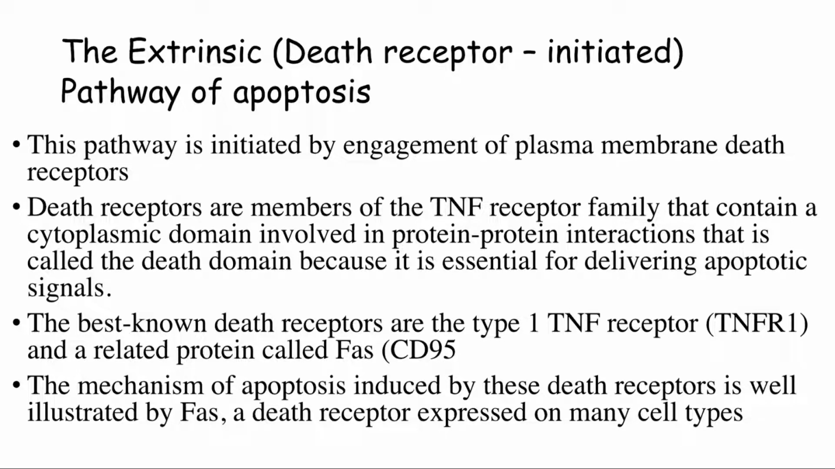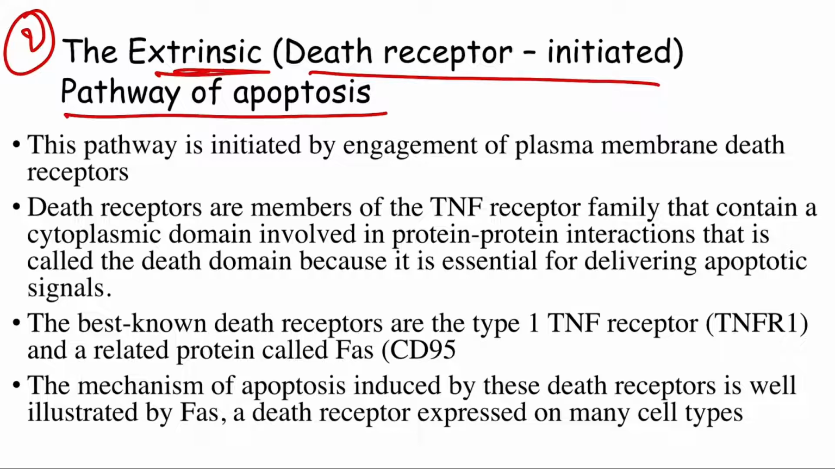Next comes the extrinsic or the death receptor initiated pathway. The previous pathway that we discussed was the mitochondrial pathway, which is also called the intrinsic pathway. And the second pathway, the extrinsic death receptor initiated pathway of apoptosis, is initiated by engagement of plasma membrane death receptors.